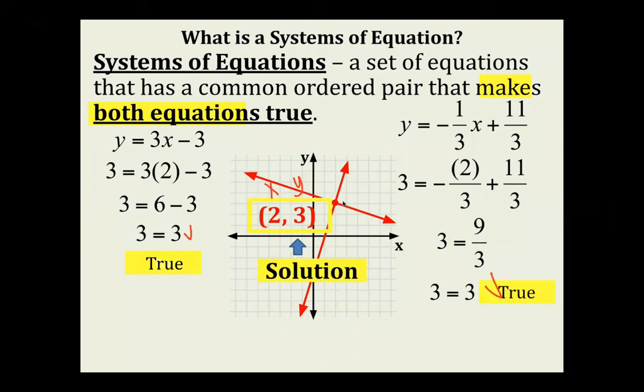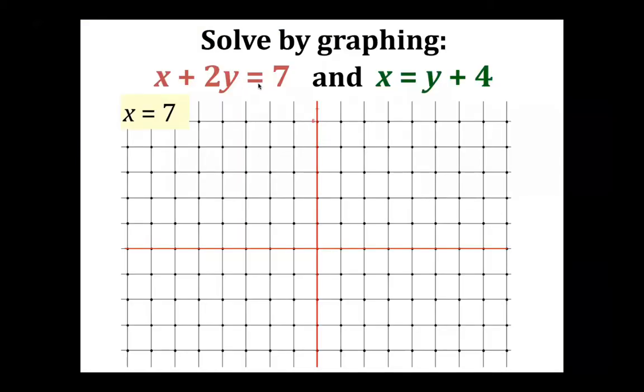So you can conclude that 2, 3 is the solution of this system of equations because it makes both equations true. So for today's lesson, we'll be learning how to solve a system of equations by graphing. Let's take a look at our first example. We have x plus 2y equals 7 and x equals y plus 4. We're going to solve this system of equations by graphing.